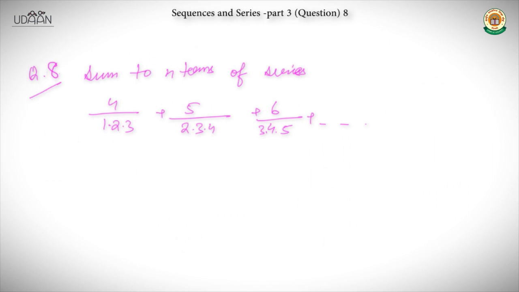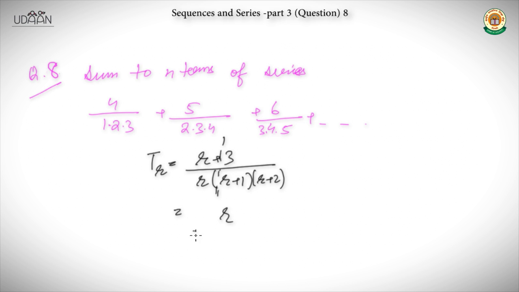So problem 8 says we have to find the sum to n terms of the following series: 4 by 1 into 2 into 3 plus 5 by 2 into 3 into 4 plus 6 by 3 into 4 into 5, and so on. There is an obvious pattern. It says n plus 3 by n into n plus 1 into n plus 2. Exactly. So here we first define our rth term as r plus 3 by r into r plus 1 into r plus 2. Correct. Here, as we see, we could just separate it.